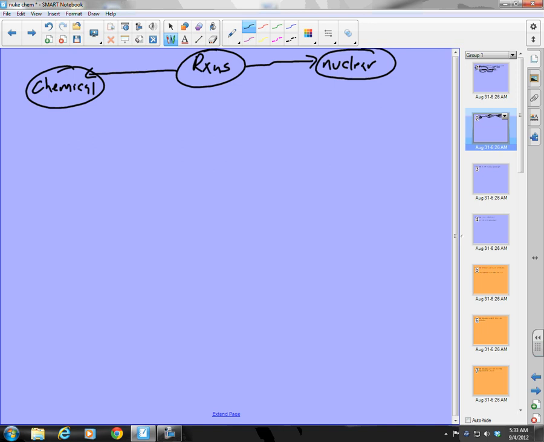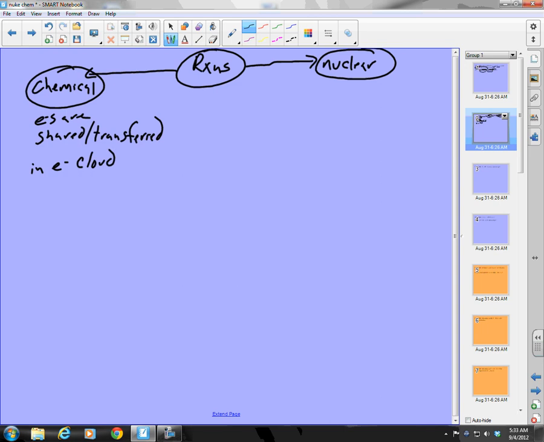Now, what's the difference? In a chemical reaction, we have something happening with the electrons. That's right. What happens here is electrons are shared or transferred. That is what happened. Electrons are shared or transferred. And where does this happen? This happens in the electron cloud.